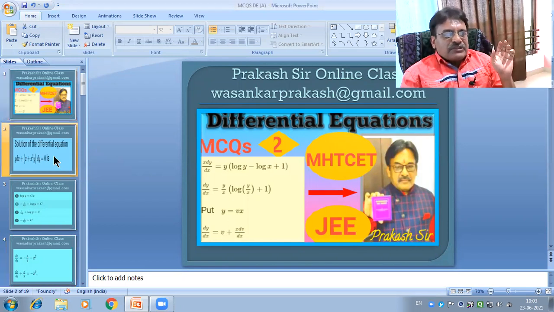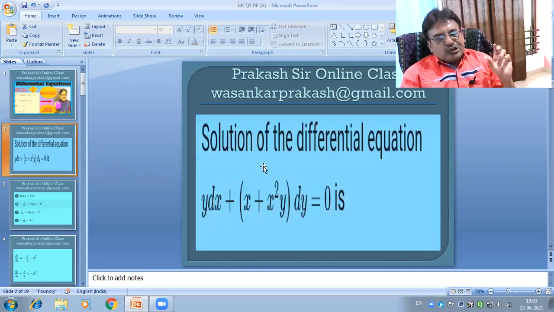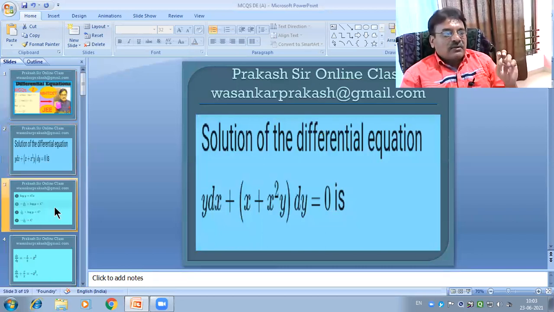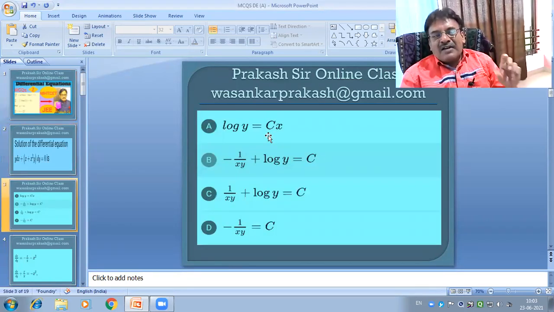First multiple choice question: the solution of the differential equation y dx plus x square y dy equals 0 is: option A, log y equals cx, where c is the integrating constant. Option B, minus 1 by xy plus log y equals c. Option C, 1 by xy plus log y equals c. Option D, minus 1 by xy equals c.